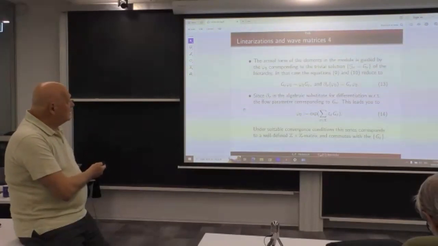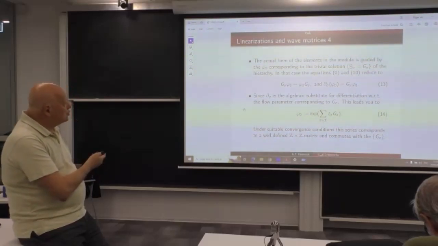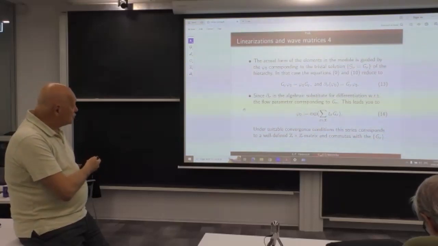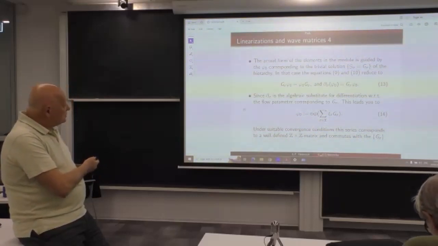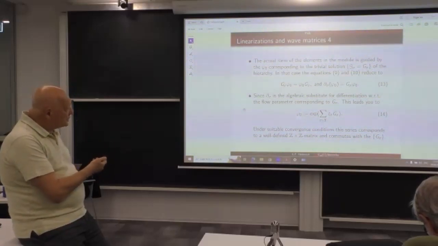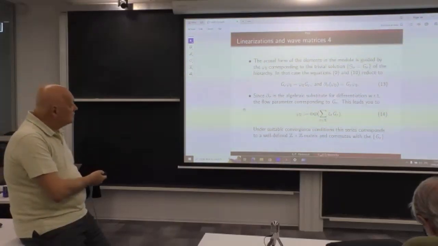Now, for the form of the elements in the module, you look first at the trivial solution. If you look at the trivial solution, then you get the equation 13. You get G sigma times phi 0 is phi 0 times G sigma. If phi 0 is a matrix, then it means that it has to commute with that.